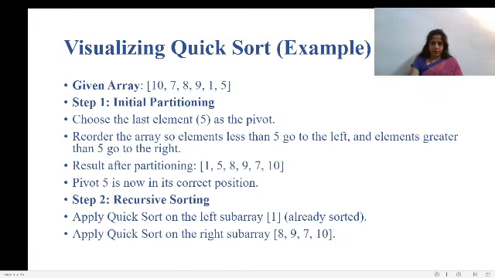First, we choose the last element, which here is 5. The array elements are 10, 7, 8, 9, 1 and 5, and the last element is 5. We choose 5 as the pivot element. Now one by one we compare the first element with the pivot element, the second element with the pivot element. In this way we'll sort this type of problem.